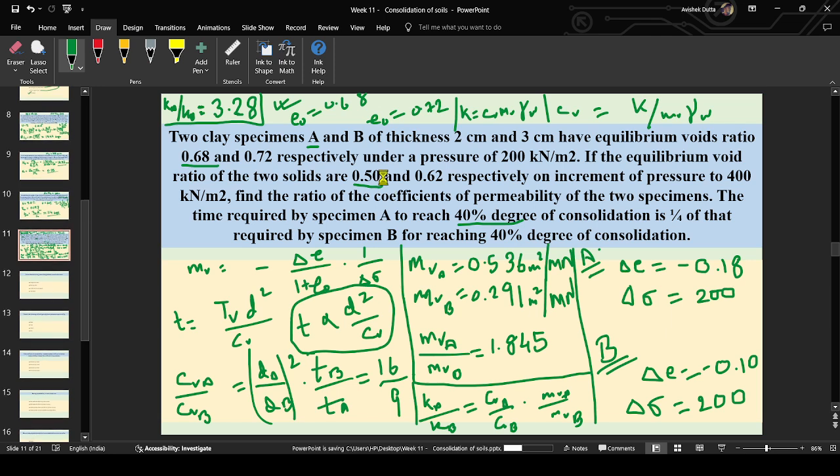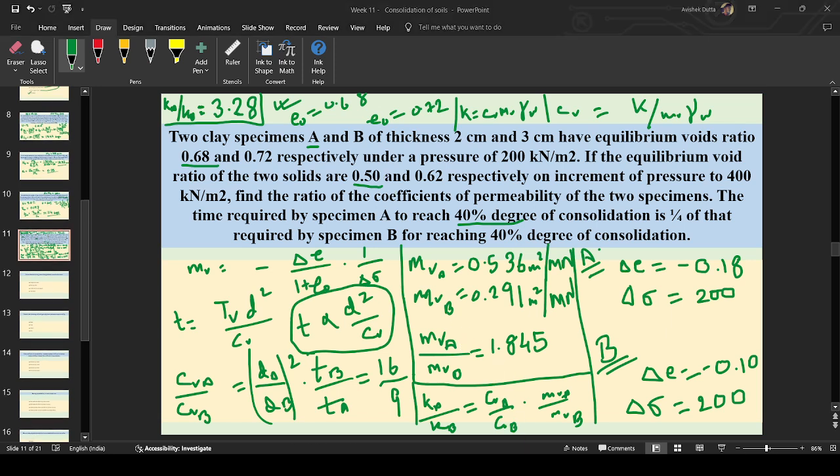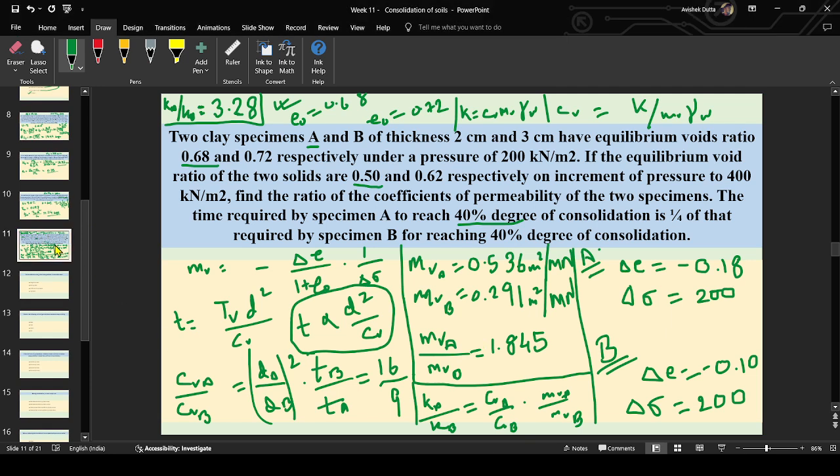Save this. I hope this has been recorded. Drainage also gets cancelled, na, sir? The dA by dB ratio is also one, whatever may be, single or double. If it is single, then H1 by H2. If it is double, then H1 by 2 divided by H2 by 2, so 2 gets cancelled. So it doesn't matter in this question whether it is single drainage or double drainage. The thickness only matters.